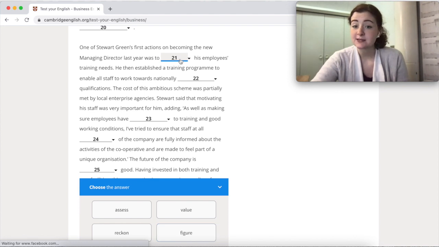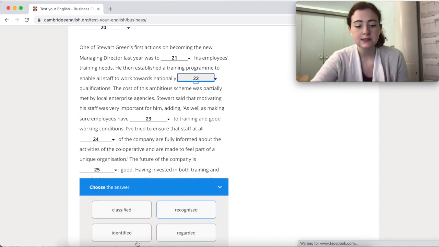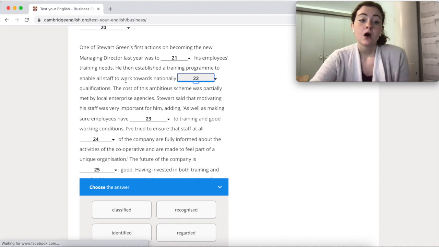Last year was to assess his employees' training needs, to value, to reckon, or to figure his employees' training needs. Number 22: classified, recognized, identified, regarded. All staff to work towards nationally classified qualifications, recognized qualifications, identified qualifications, or regarded qualifications.